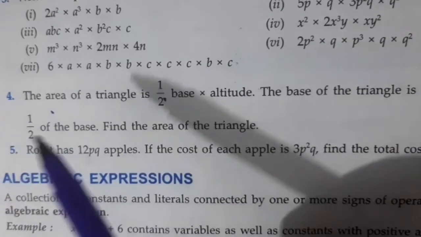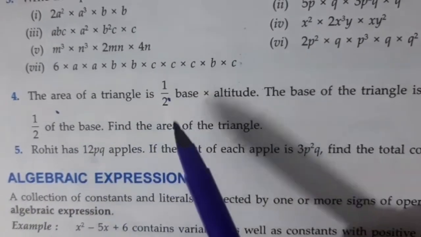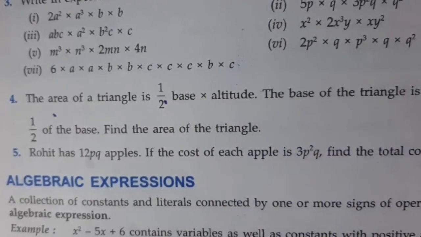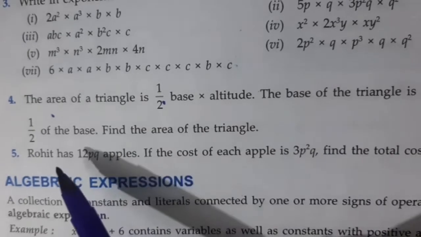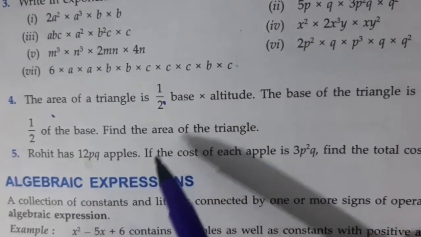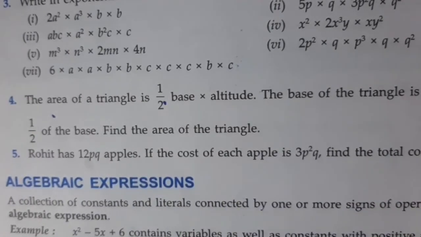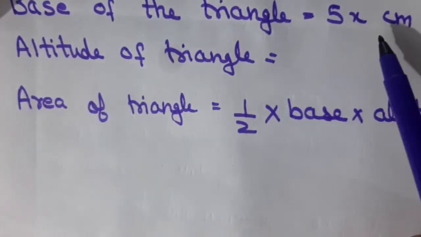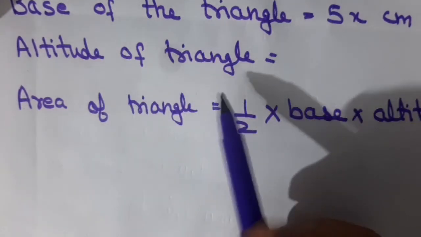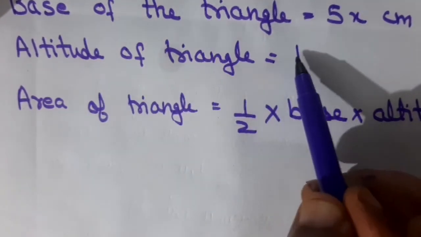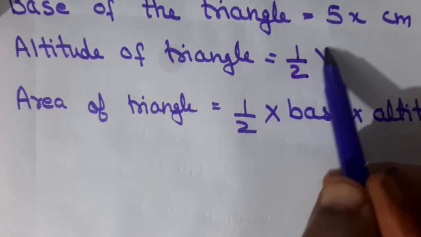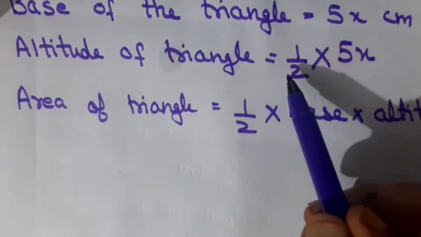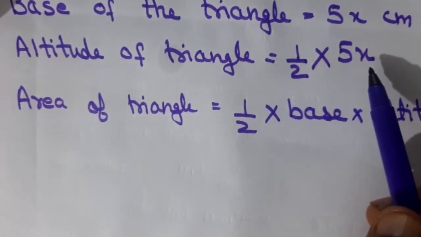Question number 4. The area of triangle is 1 by 2 base into altitude. The base of the triangle is 5x, whereas the altitude is 1 by 2 of the base. Find the area of the triangle. Here, base of triangle is given 5x and altitude of triangle is given half of the base. See, half of means multiply and base is 5x. So my altitude will become 1 by 2 into 5x.